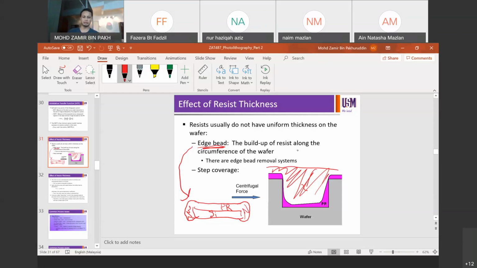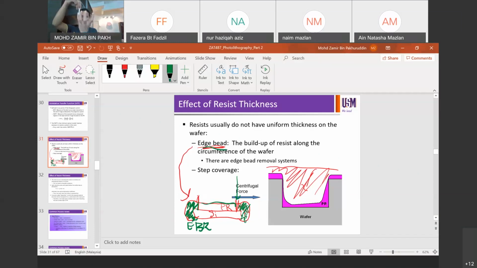So what we need to do next is we have to actually remove this bead. So you have to cut this off actually. Use chemical dalam coating juga, dalam coating process you can actually remove this part. Remove this bit, so you're going to end up with just this central part. So this removal is done by a chemical, in a process called EBR, or edge bead removal. So we call it EBR.